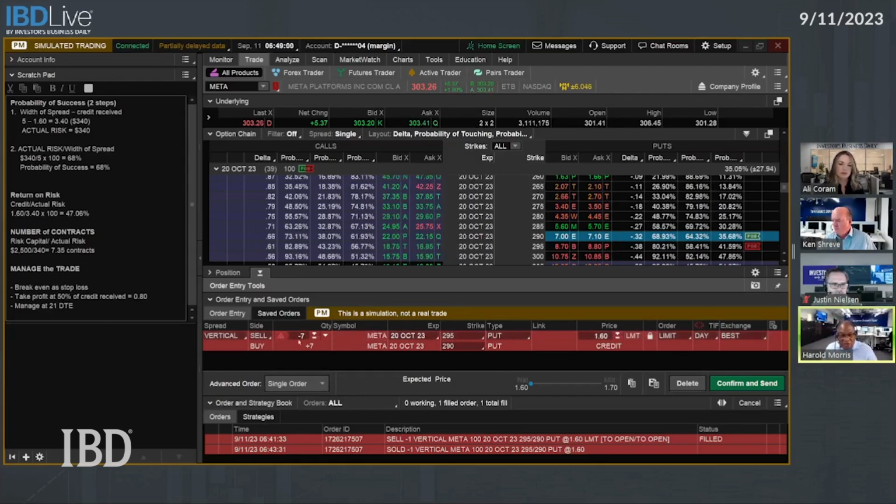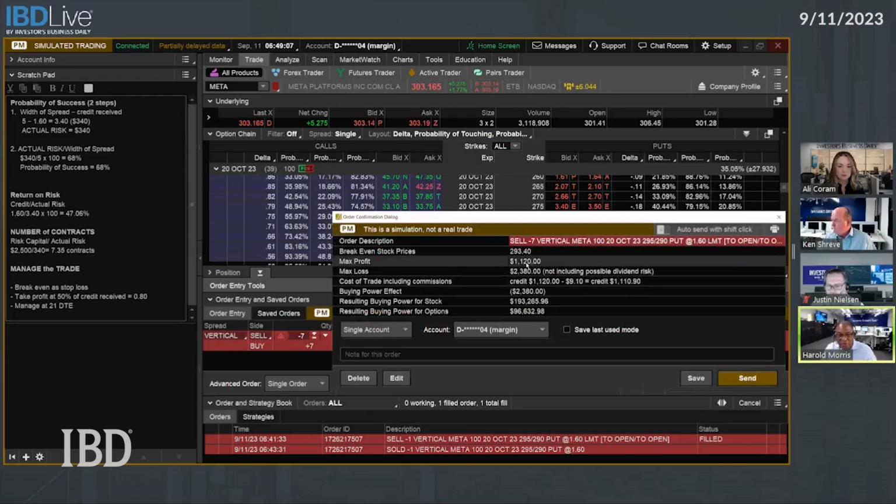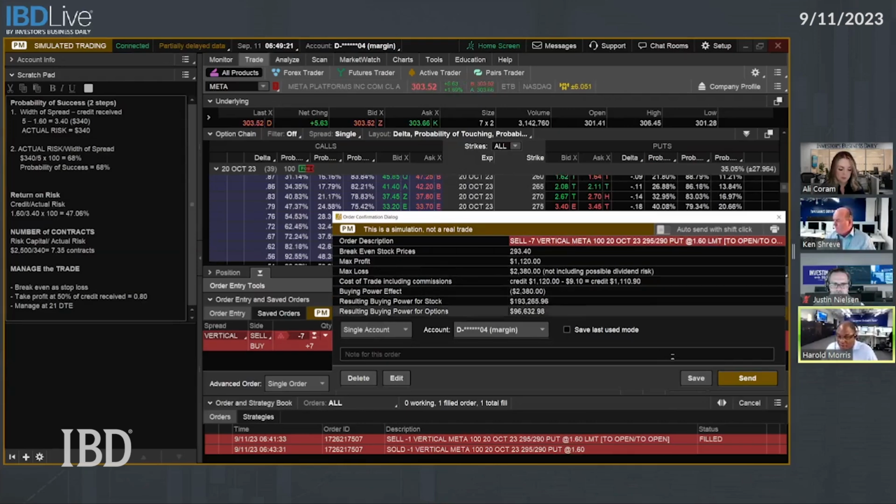So let's take a look at the numbers. We're going to use 7 contracts, and I'm going to click on confirm and send. We're going to look at the numbers again. So our max profit is based on the 7 contracts, and then there's the amount of monies we're putting up. That's as close as you can get to that $2,500. If I wanted to get closer, I could increase the number of contracts. And like I said, I already sent this off. So it filled here in the simulated account, also filled in my real trading account. There we are, full put spread on Meta.